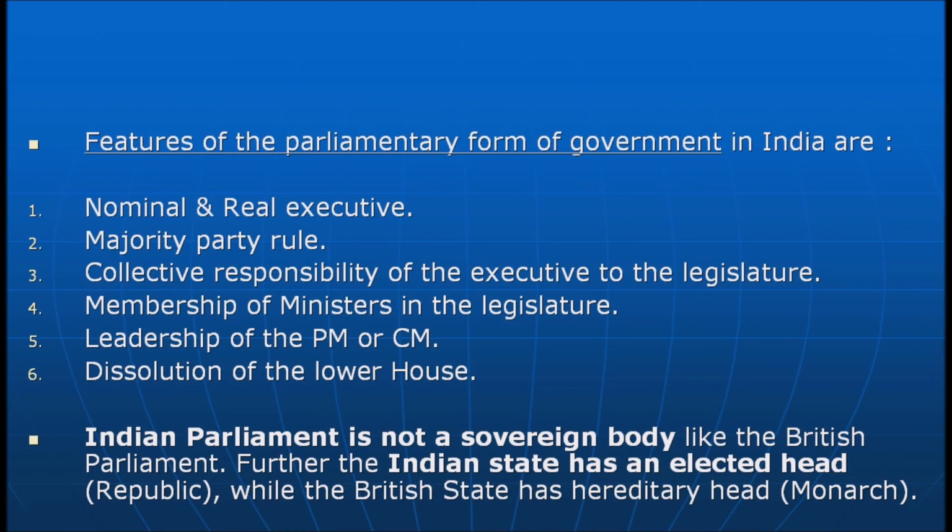Fifth point is the leadership of the prime minister or chief minister. So in India at the union level, the leadership is in the hands of the prime minister, whereas at the state level the leadership is in the hands of the chief minister.